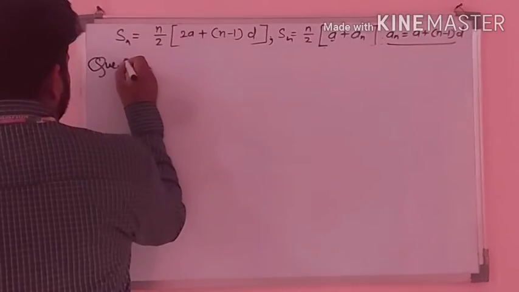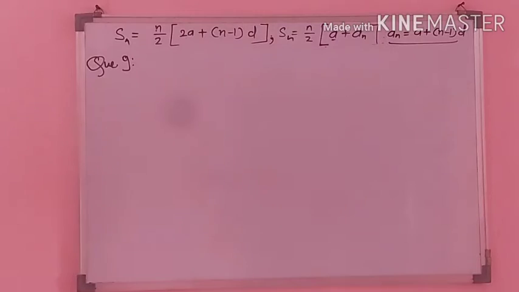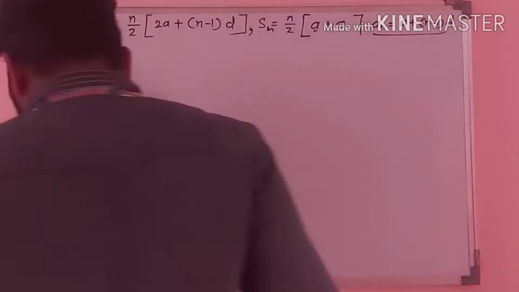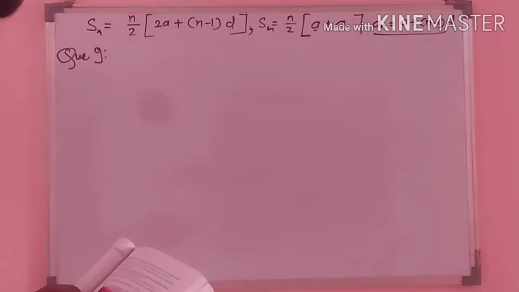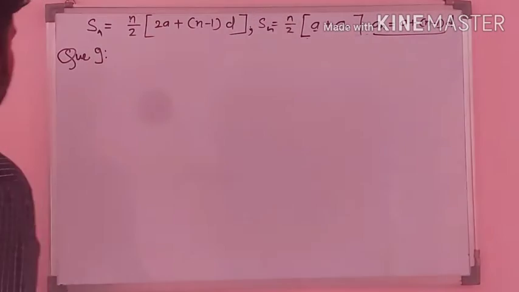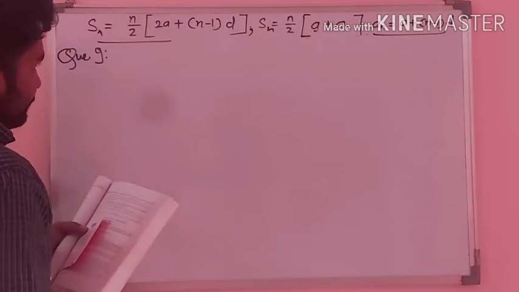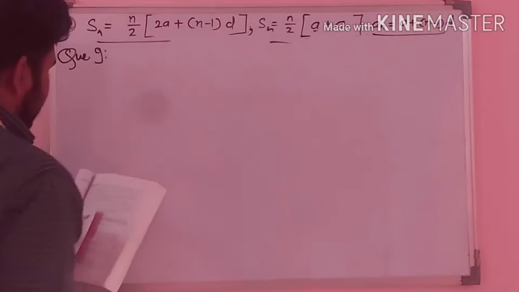Question number 9. If the sum of first 7 terms of an AP is 49 and that of 17 terms is 289, find the sum of first n terms. So we have to find out n terms, that means this one. Let's see what happens.